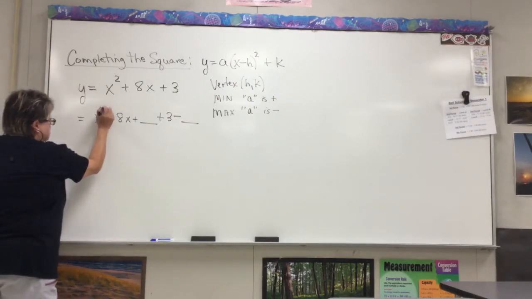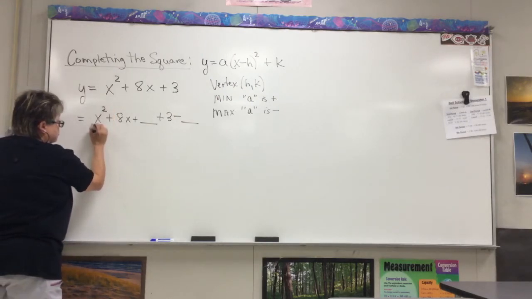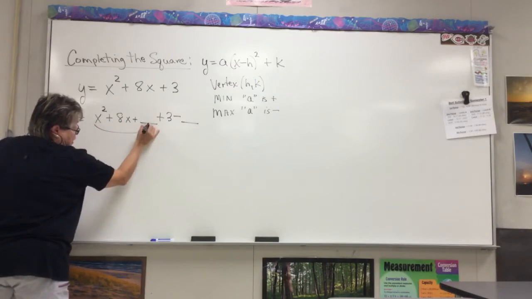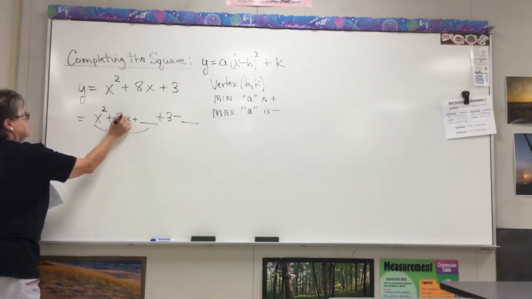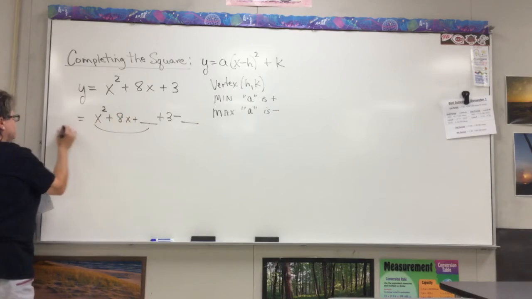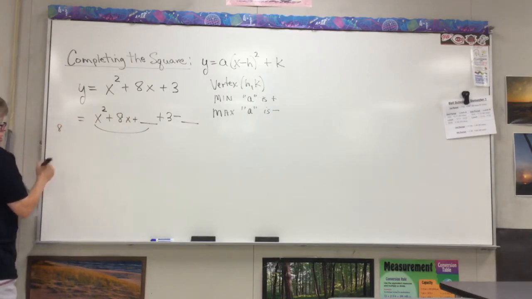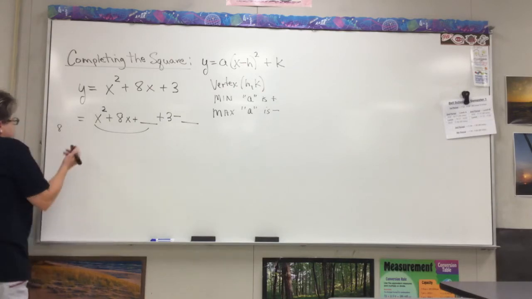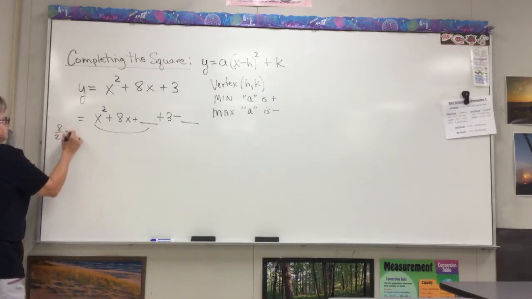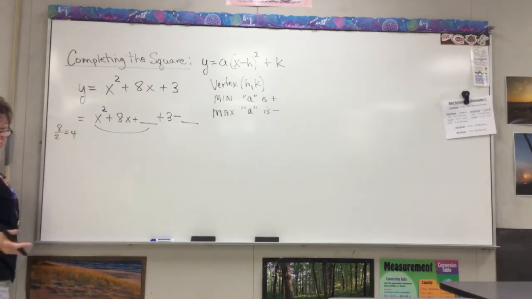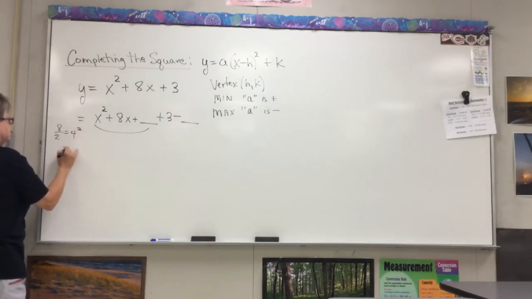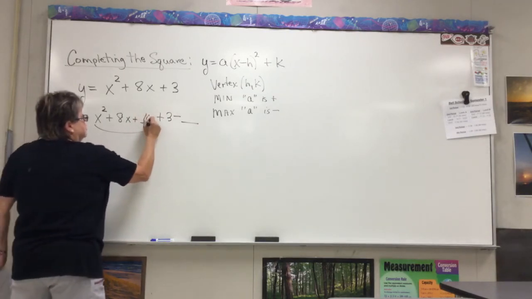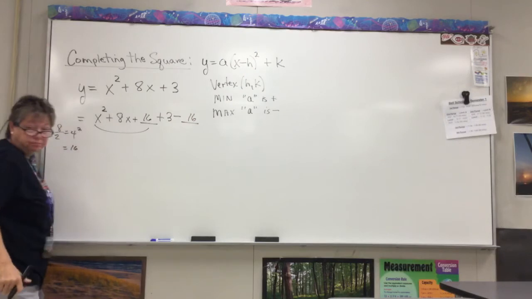To create this perfect square trinomial, to figure out what to add, we're going to take the middle term here, the coefficient of 8. Some people will say multiply it by a half, or take half of it. I'll just say divide by 2, which is 4. Square that. That number is going to be your adder subtractor.